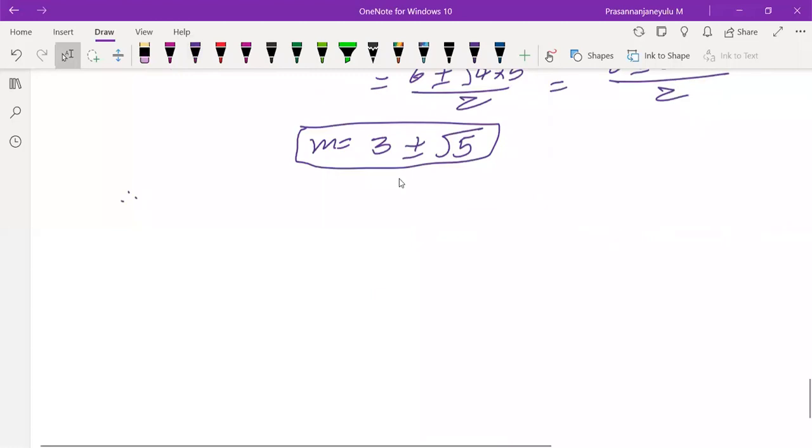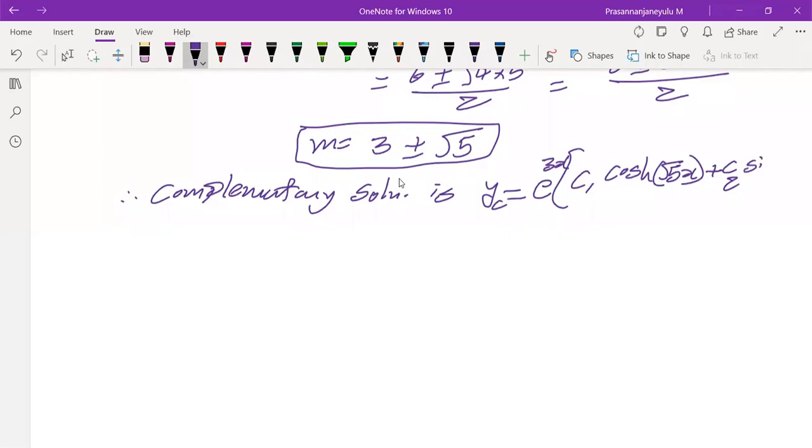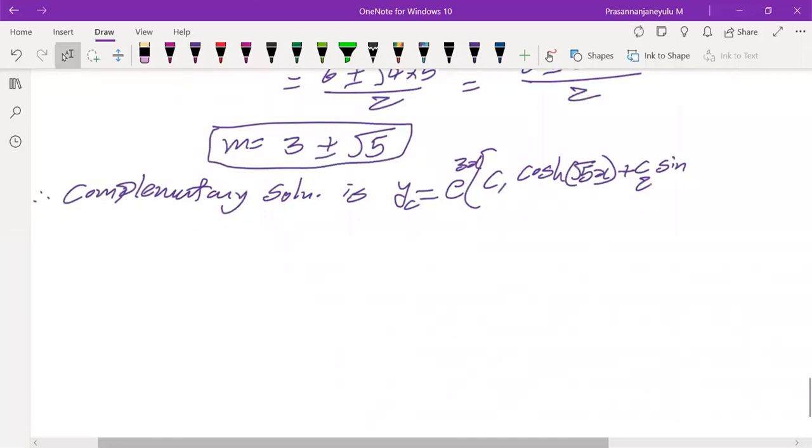Therefore, the complementary solution is yc equals e power 3x into c1 cosh of root 5x plus c2 sinh of root 5x. This is yc.